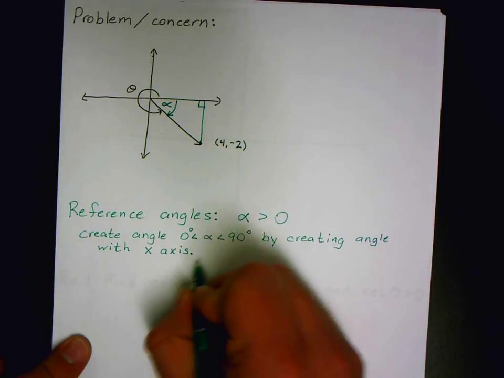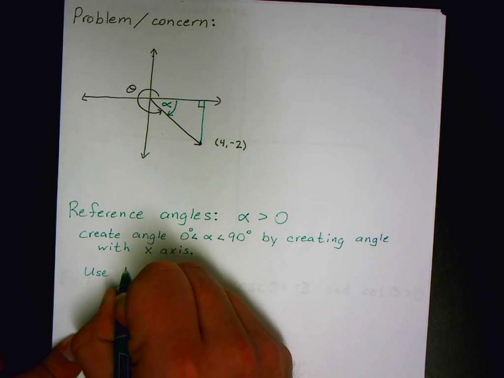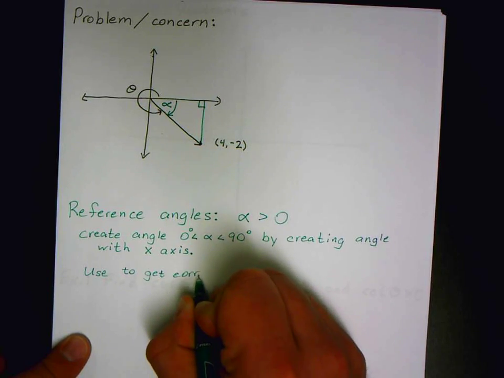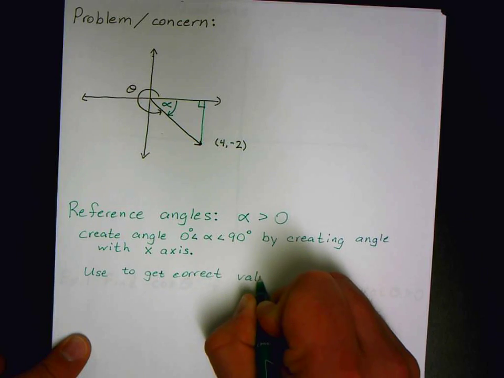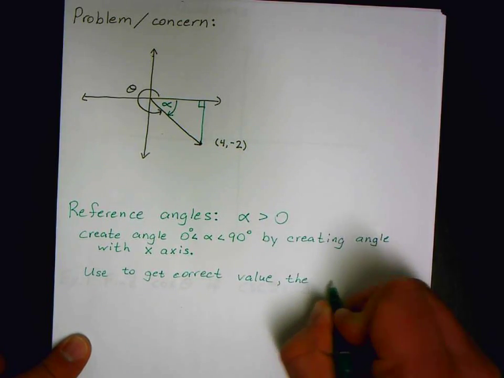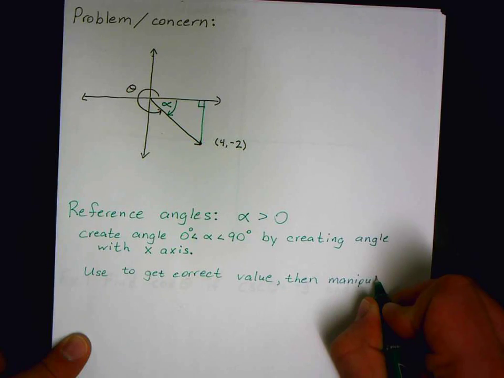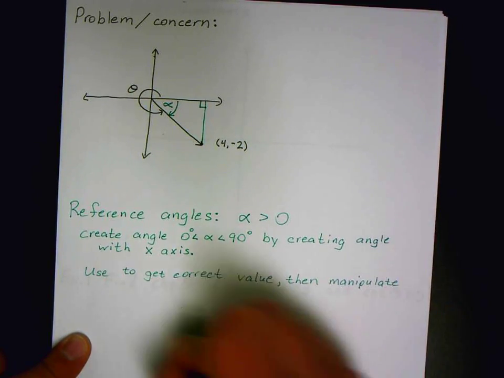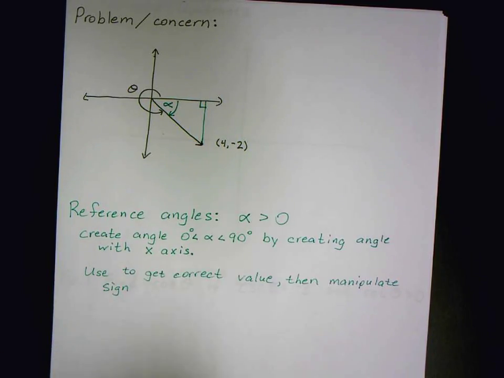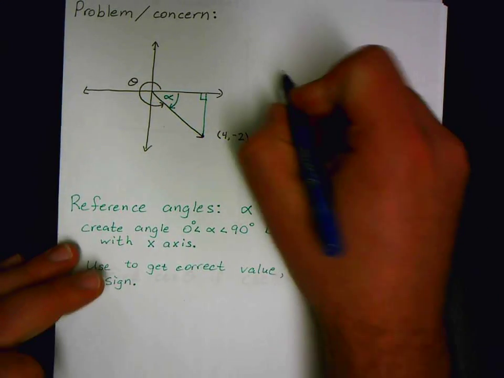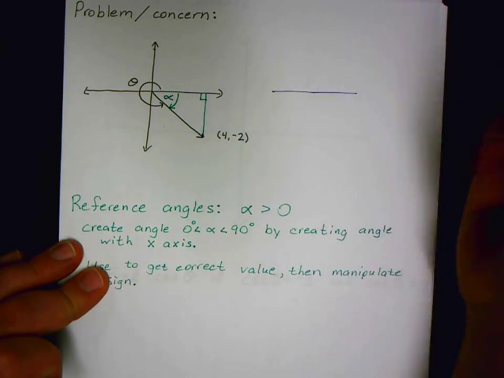So, we use these to get the correct value. Then we manipulate the sign. So what I'm doing with this is I'm creating this triangle because, again, I can't have triangles with negative values.